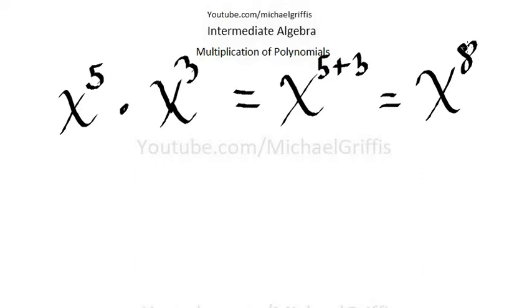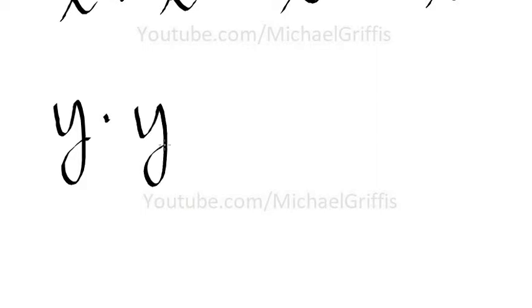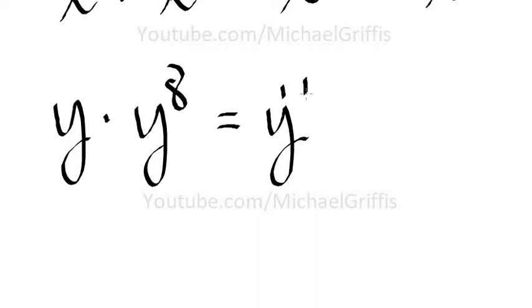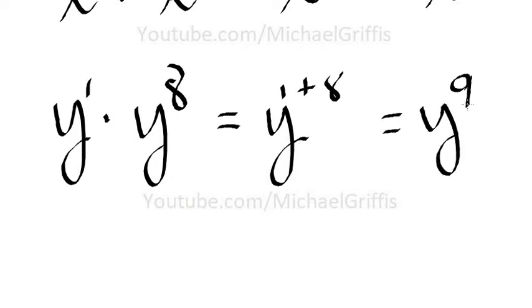Let's take a look at another one. Let's say we had y times y to the 8th power. So what do we do here? It's y to, this is 1 plus 8. Right, so there's a 1 here, but we don't ever write it. But there's a 1 there. So this becomes y to the 9th power. Okay, you should be catching on by now.